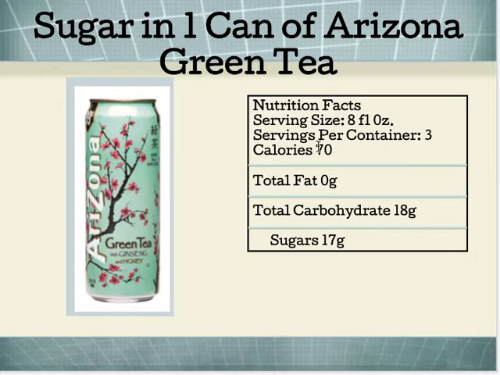Now remember, this is the tricky part. There are 3 servings in this container. So we take our 17, we multiply by 3, and we divide by 4 to get 12.75 teaspoons of sugar.